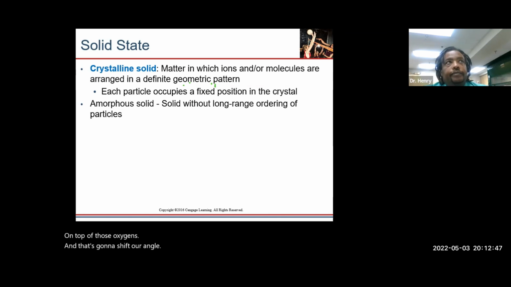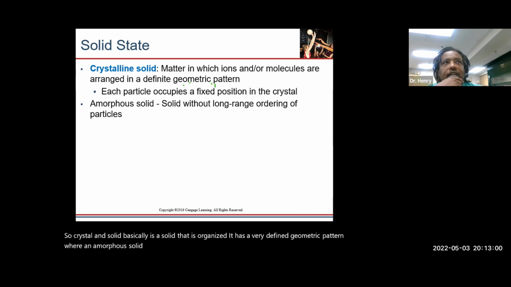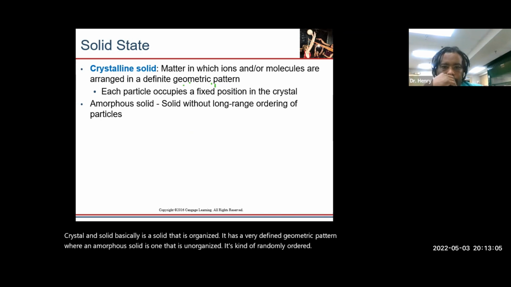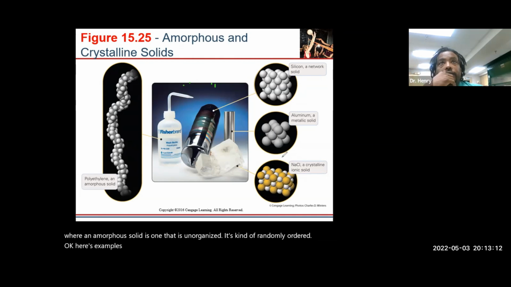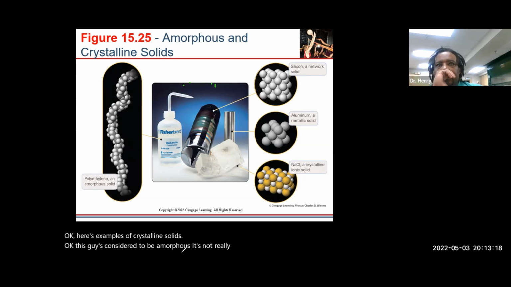So a crystalline solid basically is a solid that is organized. It has a very defined geometric pattern, whereas an amorphous solid is one that is unorganized. It's kind of randomly ordered. Okay, here are examples of crystalline solids. This guy's considered to be amorphous. It's not really organized, it's just kind of randomly linked.